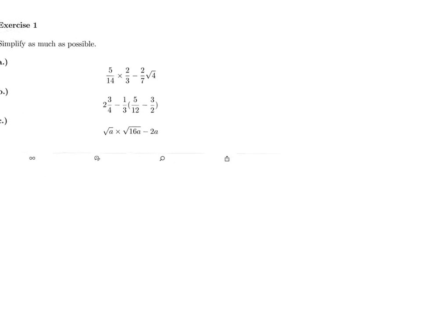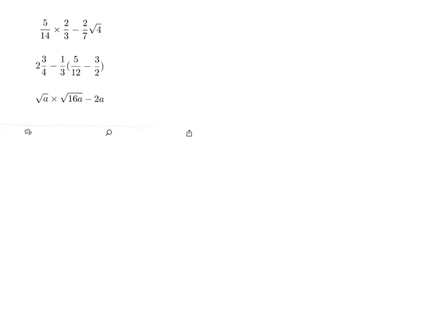So let's start. Let's make this a little bit smaller. Okay. So I start here. Oopsie, this is a little bit skewed. So this is equal to 5 divided by, and 14 is the same as 2 times 7 times 2 divided by 3 minus 2 divided by 7 times, and the square root of 4 is 2. And then what I can do is here I have a 2 and here I have a 2, so I can just erase them.